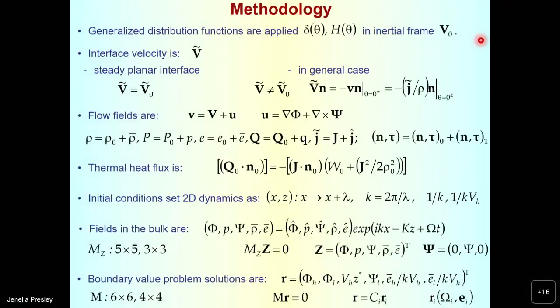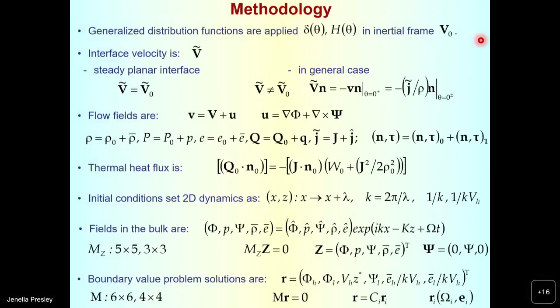Now, this is the methodology. And this is the point where we do need to breathe in and then breathe out. Because what we do now, in order to calculate the conditions accurately, we apply generalized distribution functions in an inertial frame of reference. We presume that our interface velocity v tilde might be set equal to the steady planar interface velocity, but in the general case it is not equal to it, because we know how it is associated with the mass flux across the interface.